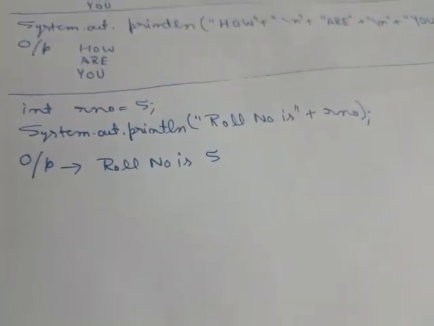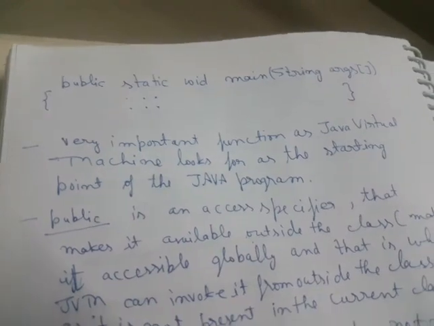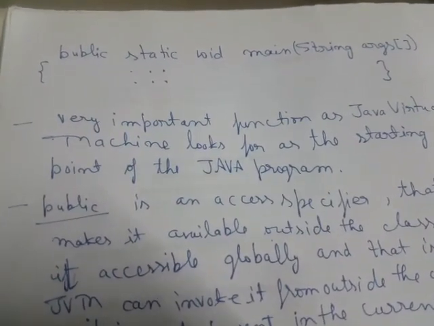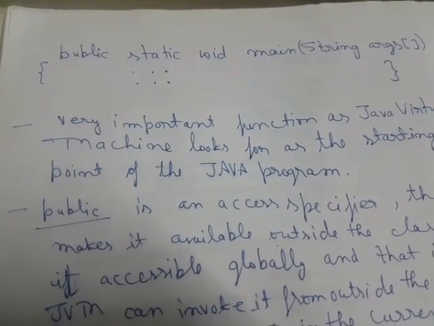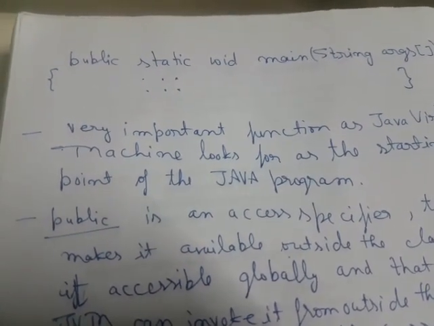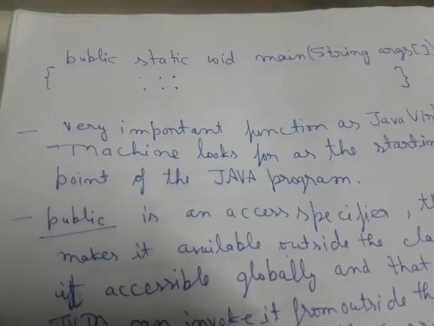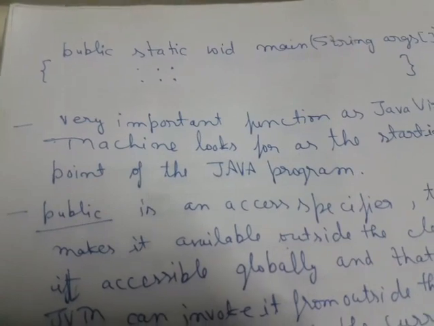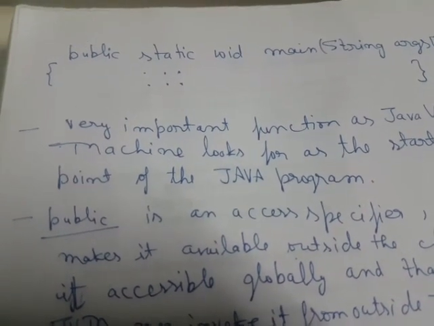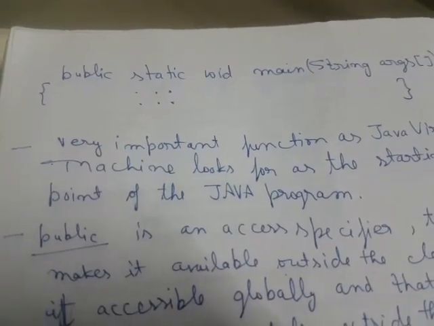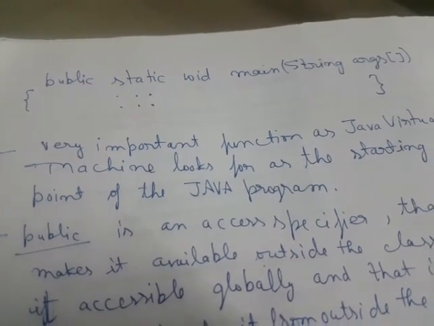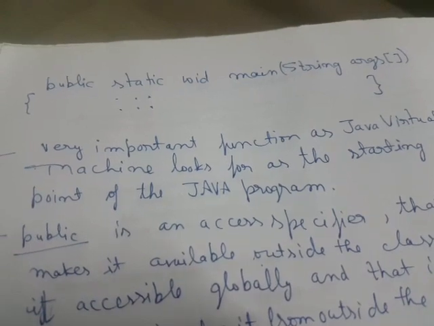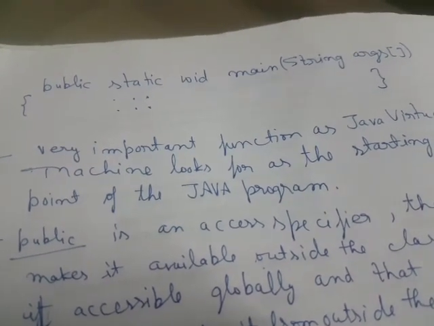I hope everybody has got the clear idea of this. Students, as I've told you, every Java class consists of data members and member functions. The data part we have discussed just now, but now we have to discuss the function. The most important function in any Java program is the main function. Why is it so important? Because the Java virtual machine, or JVM, looks for it as the starting point of the Java program.